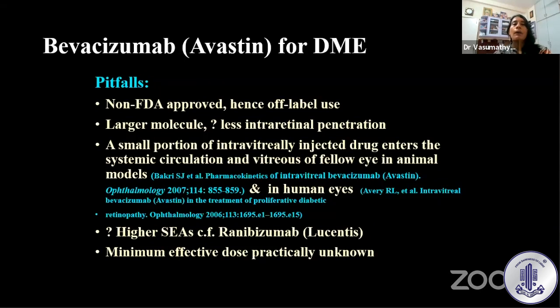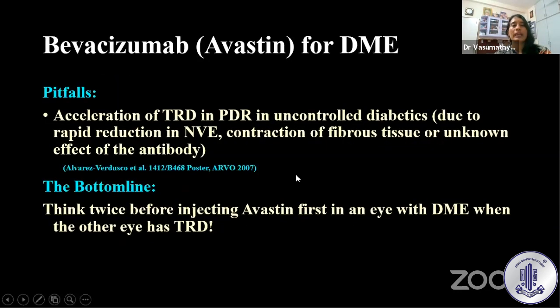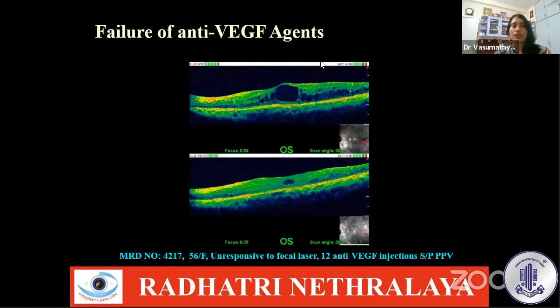For instance, if one eye has tractional retinal detachment, then the other eye has diabetic macular edema, I will not inject an anti-VEGF agent in the eye with diabetic macular edema for fear of worsening of the tractional macular detachment in the other eye. And of course, Avastin is non-FDA approved and all that, and probably a higher incidence of systemic adverse events and several pitfalls.